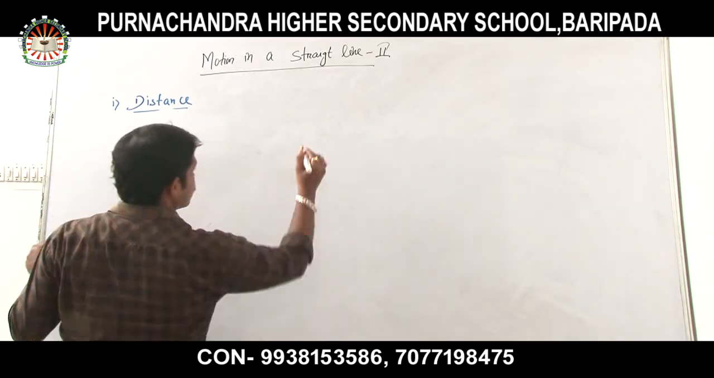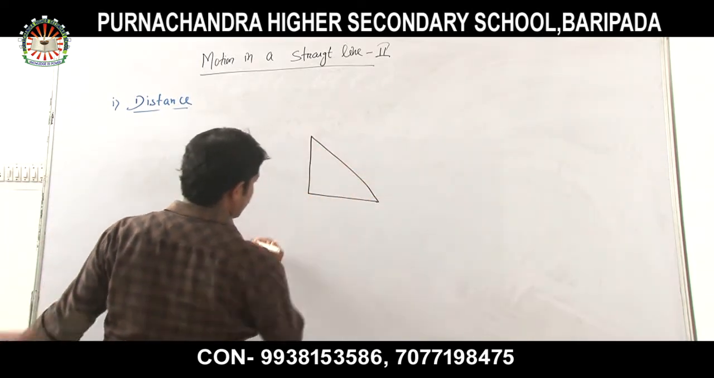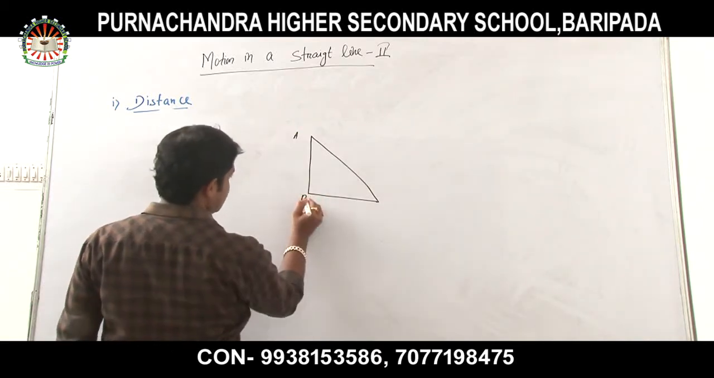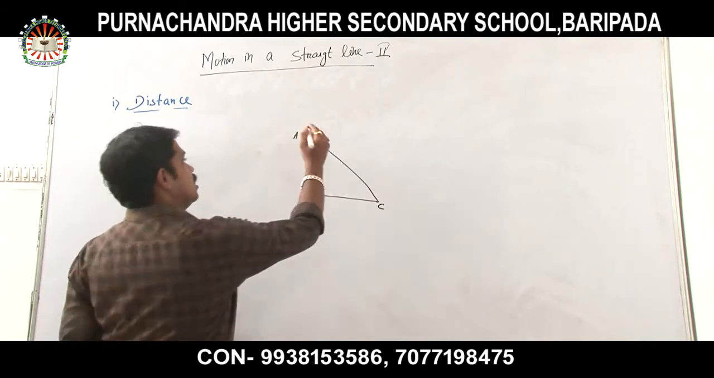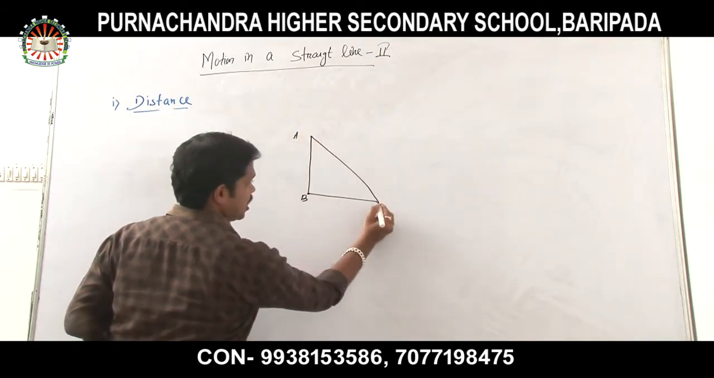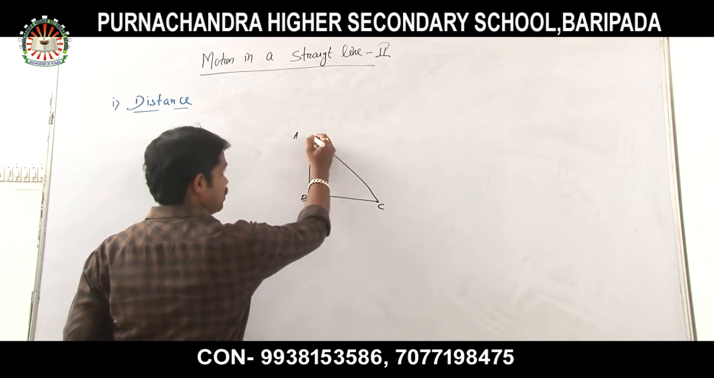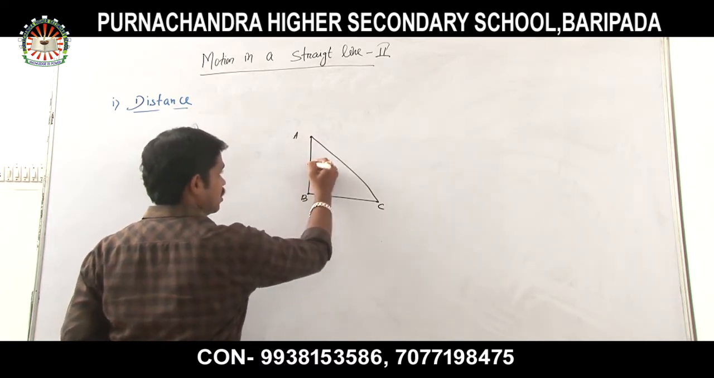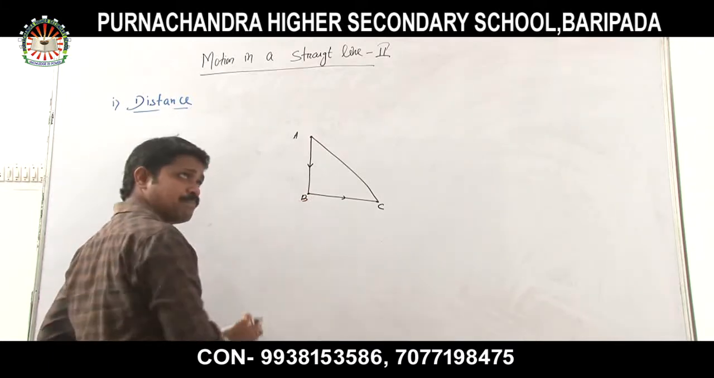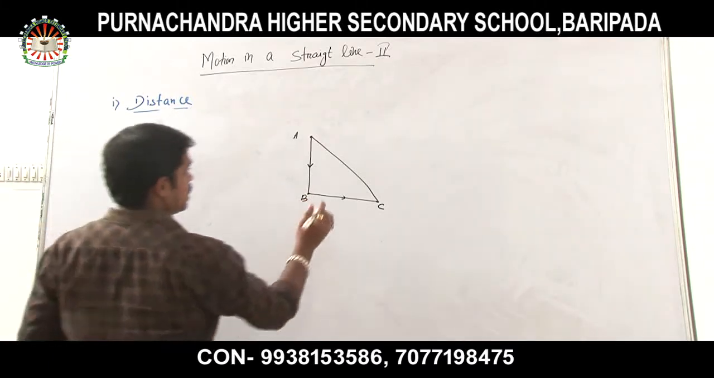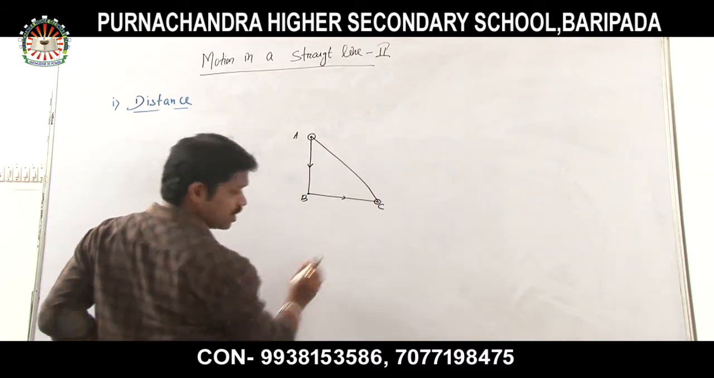So suppose I have a very simple figure. All of you look at this figure very carefully. Let us name it: this is A, this is B, and this is C. So this is a region, and there are 3 places in it. A person moves from A, goes to C, through B. Listen very carefully. So that means his initial position is A and final position is C.